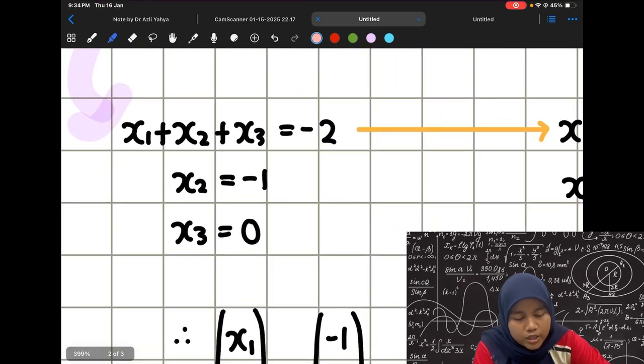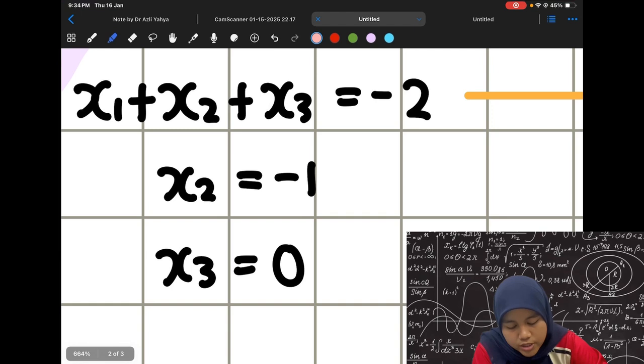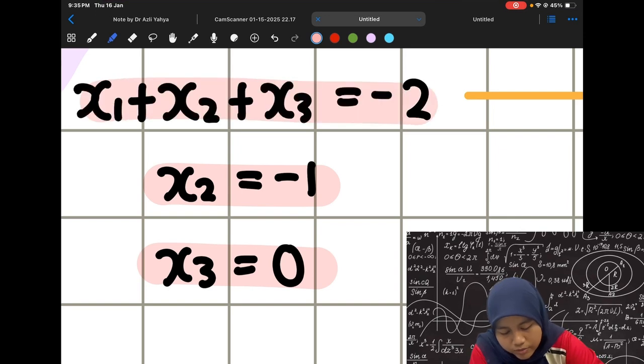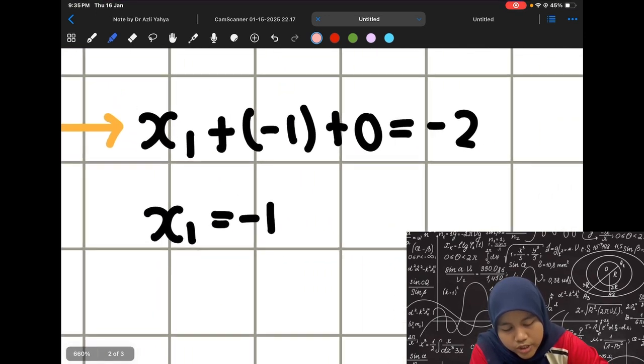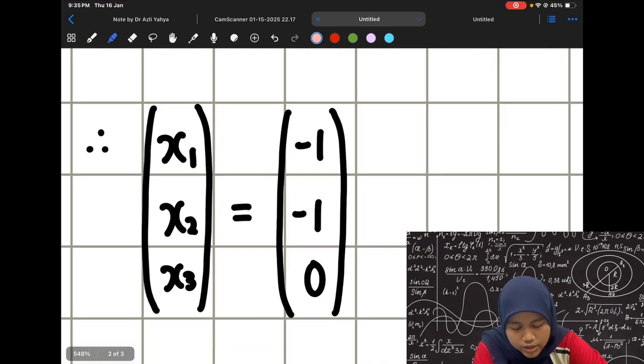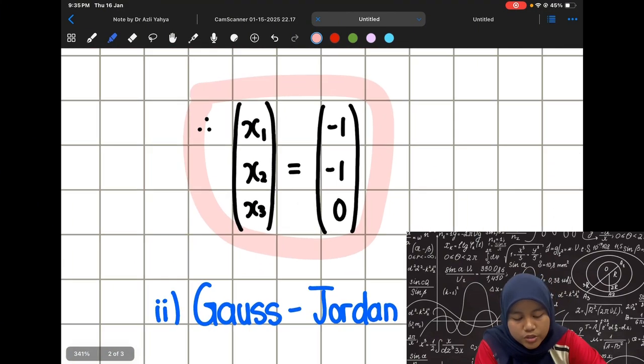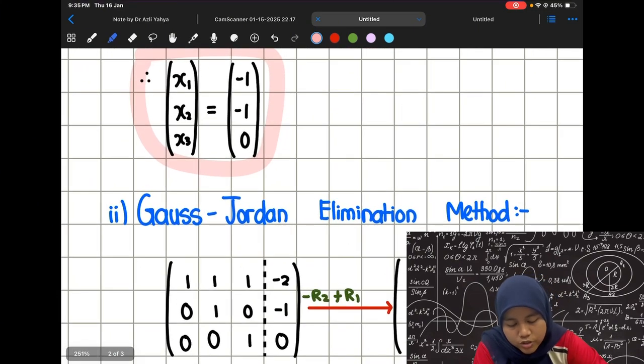We need to do a little bit of calculation for this, which is we need to substitute the value of x3 and x2 into this equation. So we need to solve it first, and we got the x1 equal to -1. So here the answer, which is x1 equal to -1, x2 equal to -1, and x3 equal to 0. So let's continue to the Gauss-Jordan elimination method.